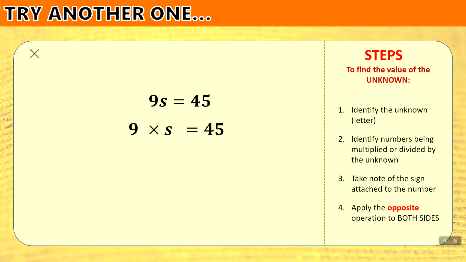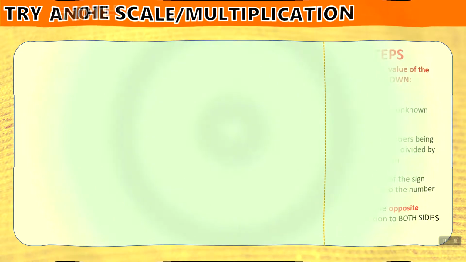We apply the opposite of multiplication, which is division, and we divide both sides by 9, because we want to get rid of the 9 that is attached to the s. The whole point is to leave s by itself, the unknown value by itself, and therefore the 9's will cancel, leaving us with s equals 45 divided by 9, which is 5.